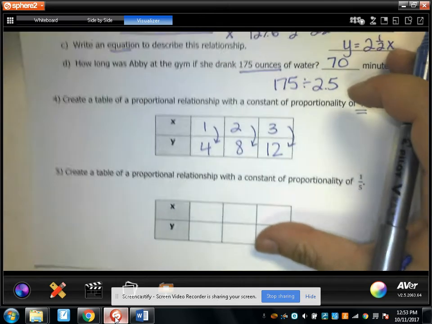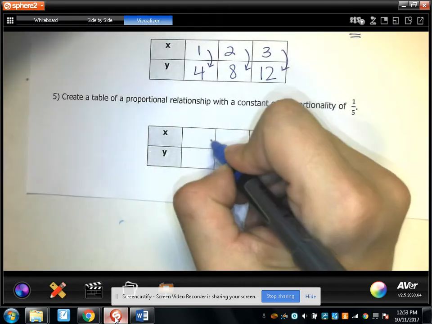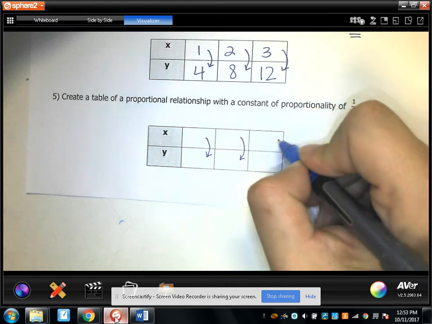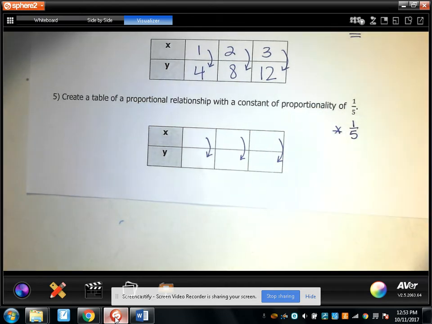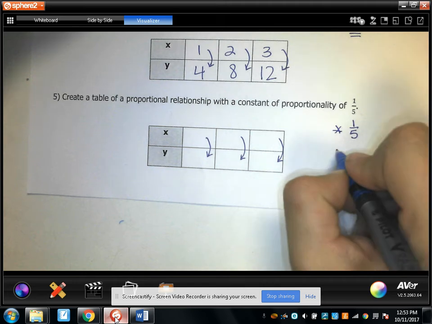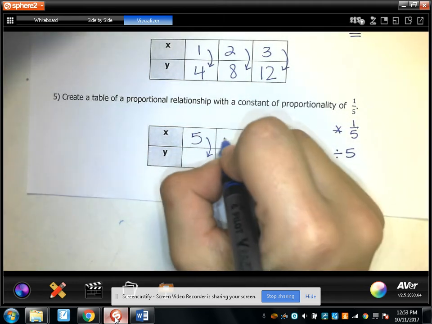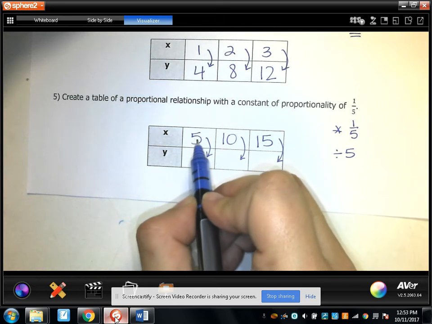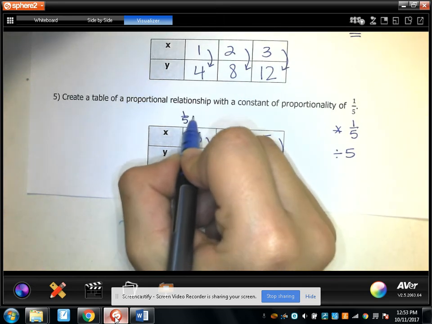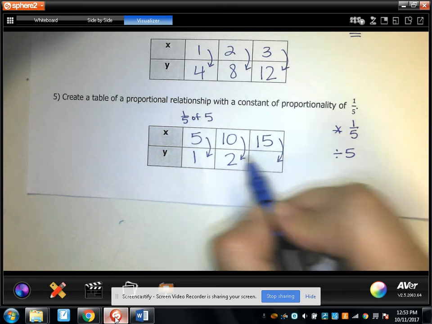Now here it says create a proportional relationship with a constant of proportionality of 1/5. Which means every time I'd be multiplying my x values times 1/5. Now multiplying by 1/5 is the same thing as dividing by 5. So I'm going to make numbers that are divisible by 5. So 1/5 times 5 is the same thing as saying 1/5 of 5, which is 1. 1/5 of 10 is 2. 1/5 of 15 is 3.